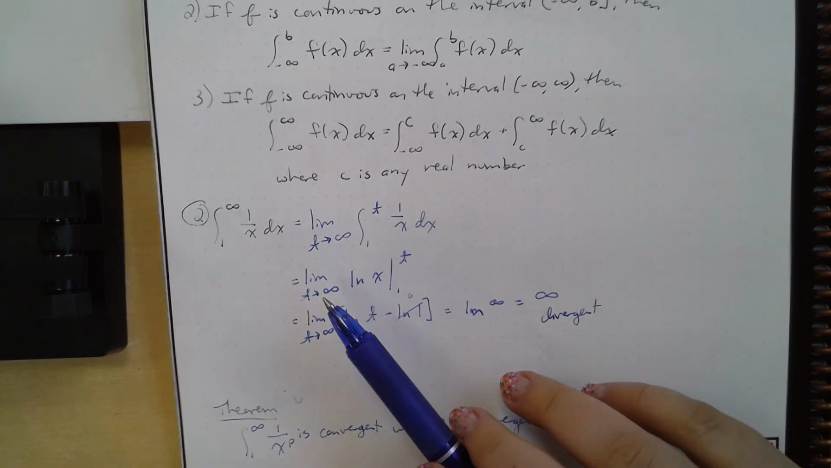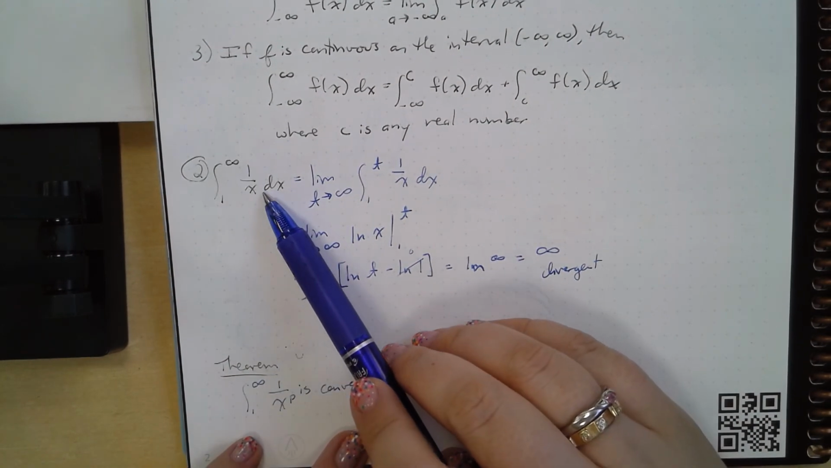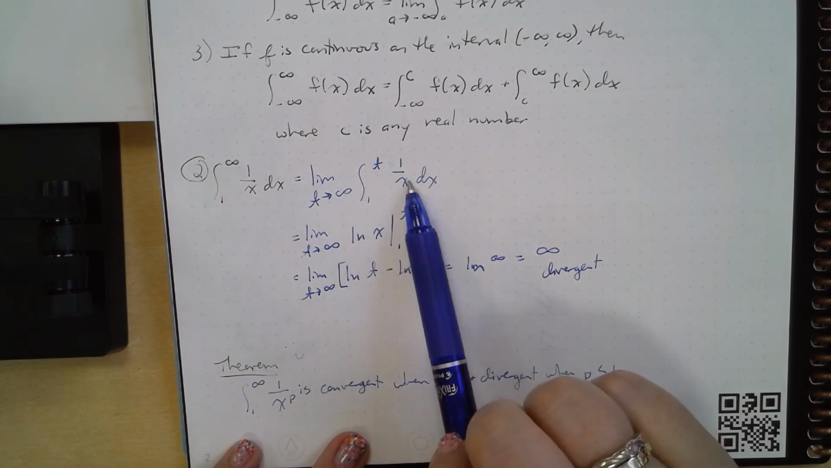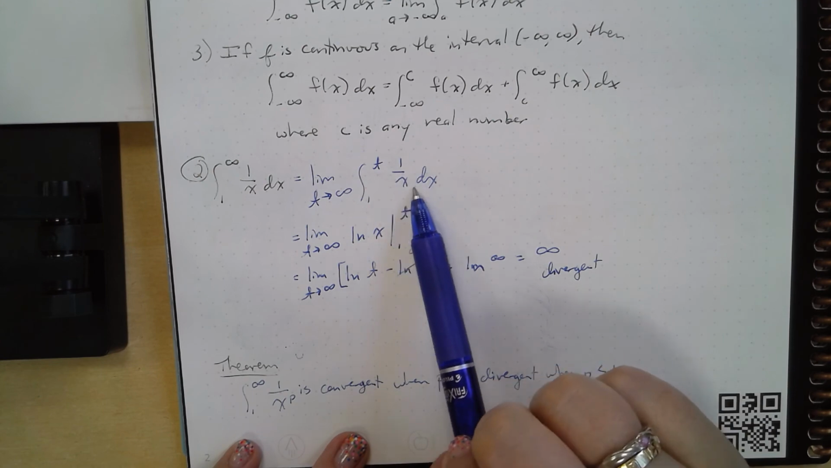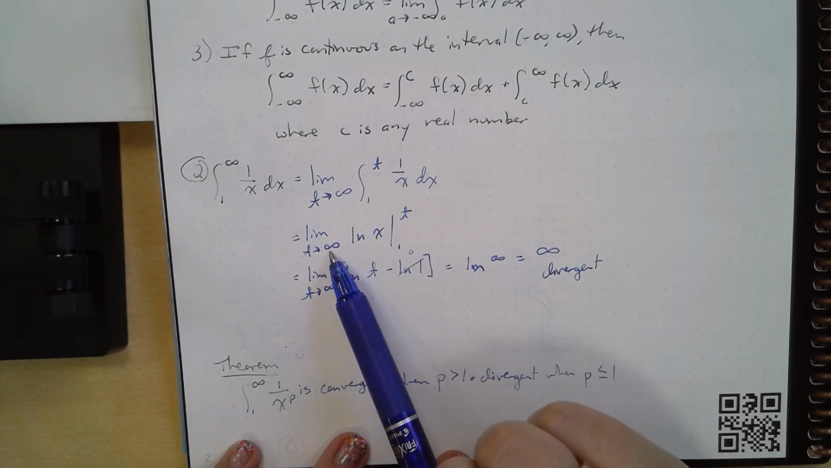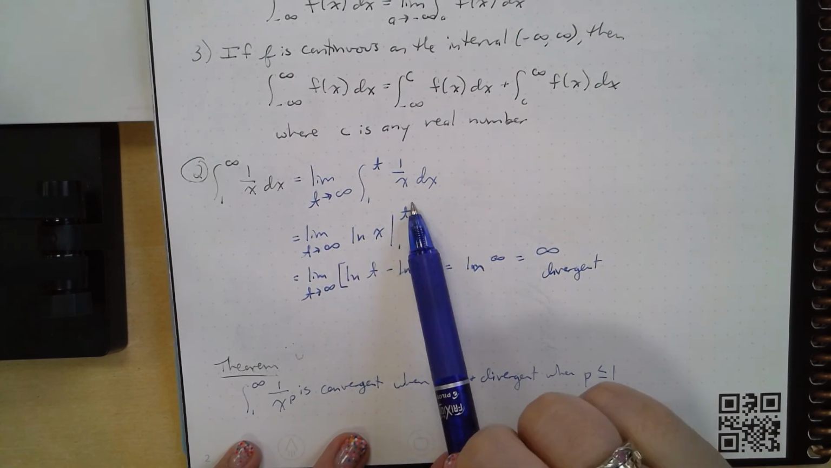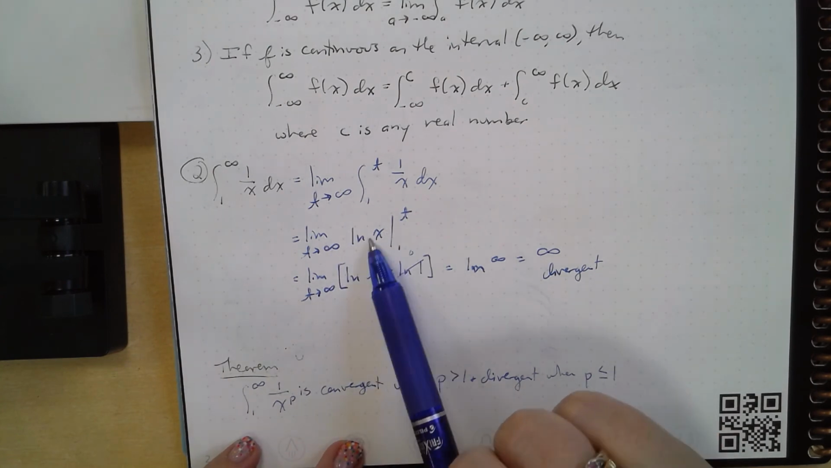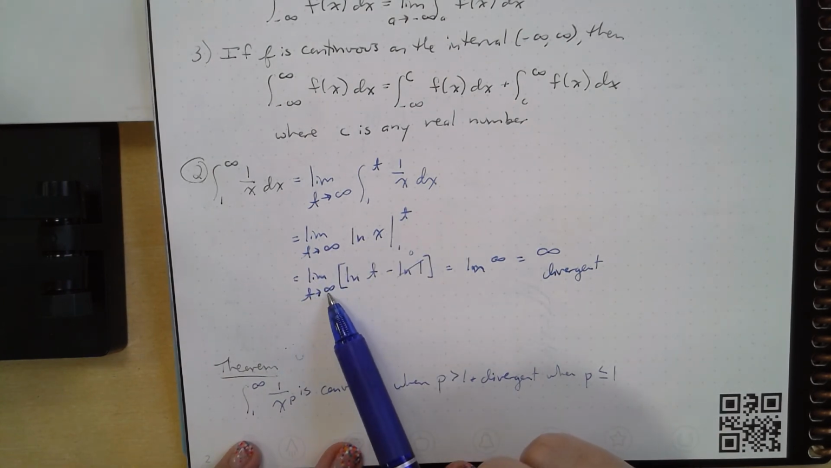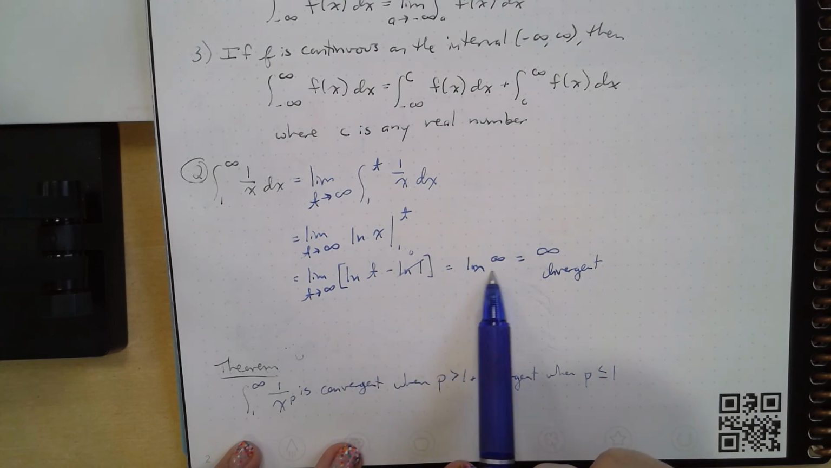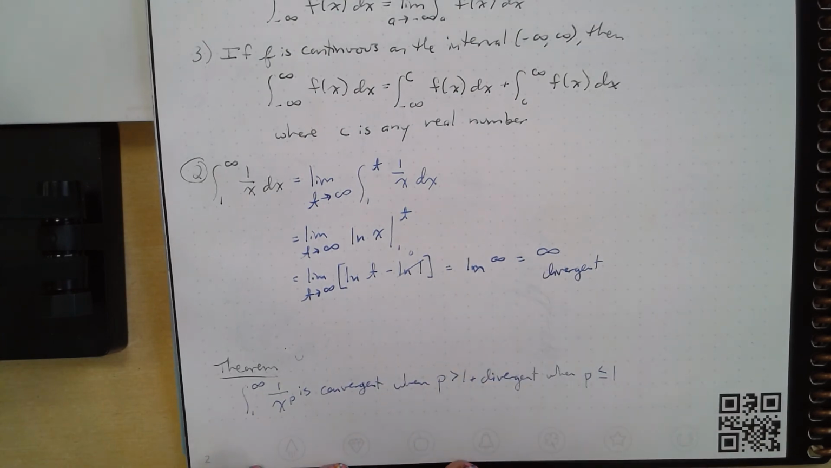So let's actually do one. The integral from 1 to infinity of 1 over x dx. We can rewrite that as the limit as t approaches infinity of the integral from 1 to t of 1 over x dx. Well, we know that the integral of 1 over x is just the natural log of x. So we're going to rewrite this as the limit as t approaches infinity of the natural log of x from 1 to t. Now we substitute in t for x, just like we would evaluate any integral. So we have the limit as t approaches infinity of ln of t minus ln of 1. Well, the ln of 1 just becomes 0. The natural log of infinity is just infinity. So we know that this is divergent.